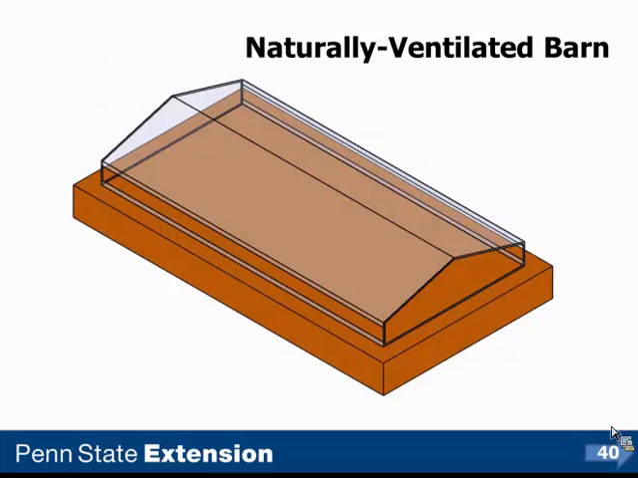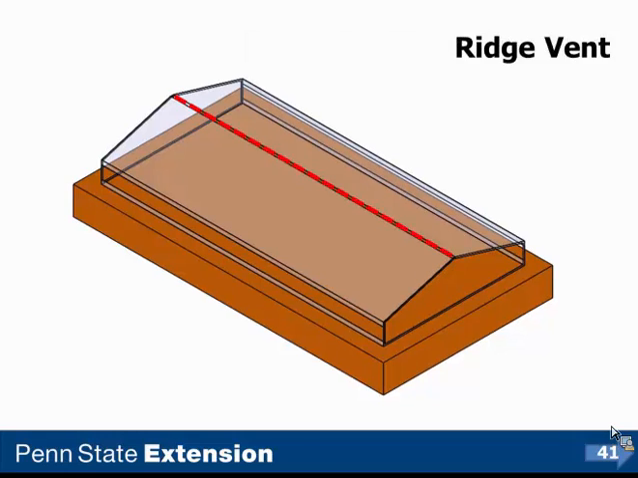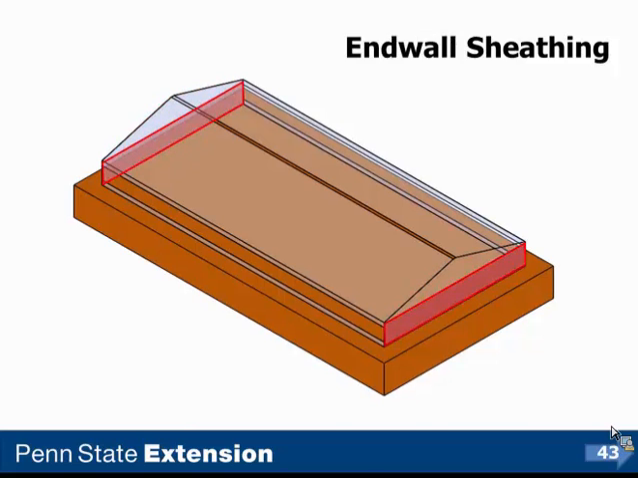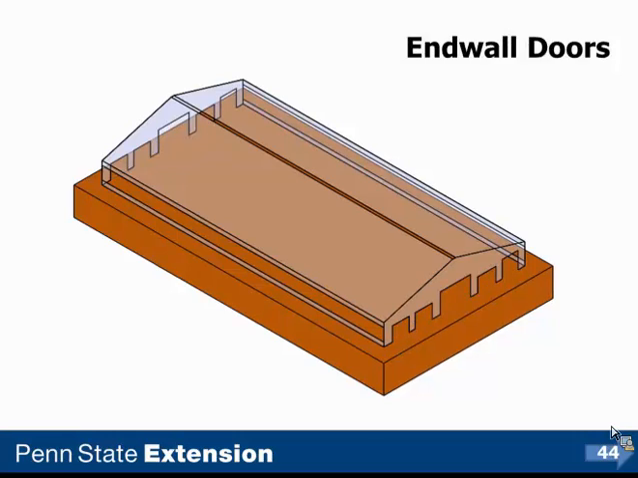So in the naturally ventilated barn, we provide the option to input the ridge vent and its size. We can include gable sheathing alone, or we can include endwall sheathing, or we can include gable and endwall sheathing. We can also put endwall doors or other access openings in those end walls.